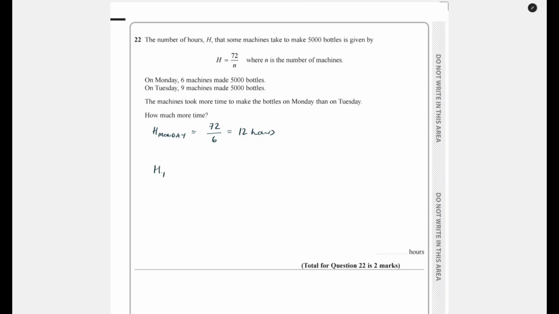And if we do the same thing for Tuesday, H for Tuesday is 72 divided by N, which is the number of machines. Now we have 9 machines. So that's 72 divided by 9, which is 8 hours. And so how much more time? Well, 12 minus 8 is equal to 4. So 4 extra hours.